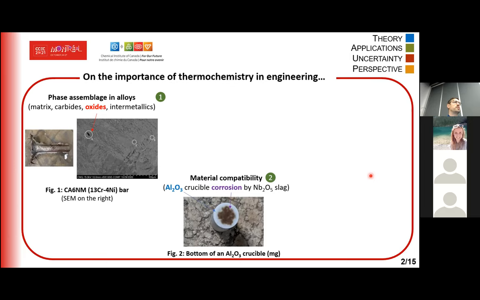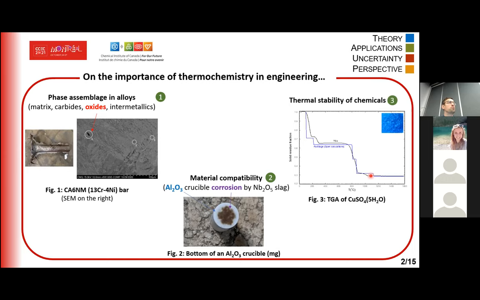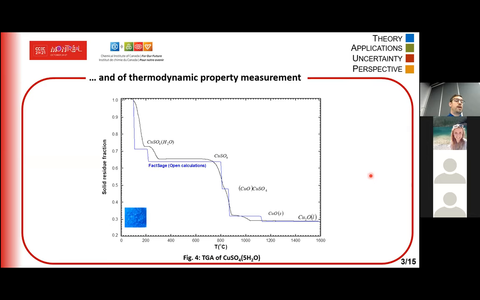And finally, thermochemistry can be used to understand the thermal stability of different chemicals. And this is nice because Nooshin just presented the TGA work, and I'm going to focus a little bit on this in a moment. So it's important to use thermochemistry, and for that we need measurement. And this is why I decided to purchase a DSC and work on a daily basis on this kind of equipment. So I enlarged the image of this decomposition process of copper sulfate hydrated chemicals. And you can see here the evolution of the mass as a function of temperature. And we can also predict this kind of behavior using thermochemistry. So that's why I had a high interest in this equipment.